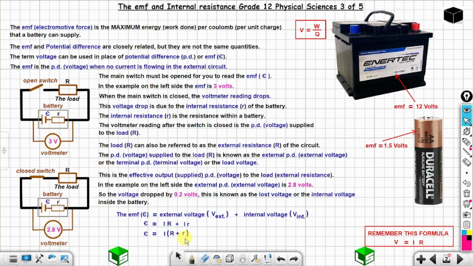Now in the example on the left side, for the EMF, we're still going to use this formula: external voltage plus internal voltage. For the example on the left side, the external voltage is 2.8 plus the lost voltage or internal voltage, which is 0.2. You are going to have 3 volts.